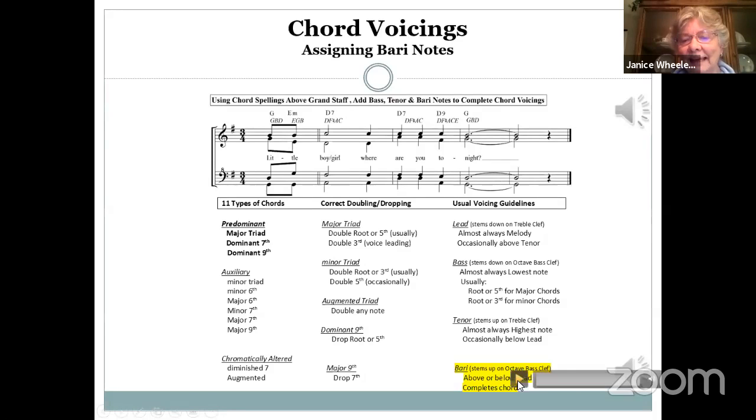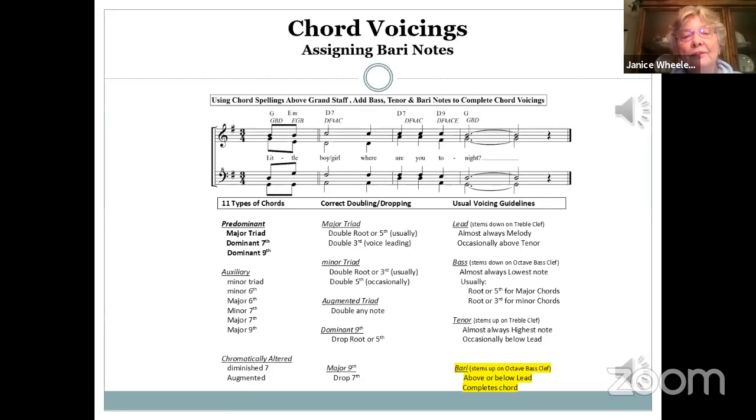And now let's listen to it, all 4 parts together. And as you can see, the highlighted area there of usual voicing guidelines at the very bottom of the slide. The Bari has stems up on the octave bass clef, and they can be either above or below the lead. And so just take a look and see, in the first chord, they're below the lead. In the second chord, they're above the lead.